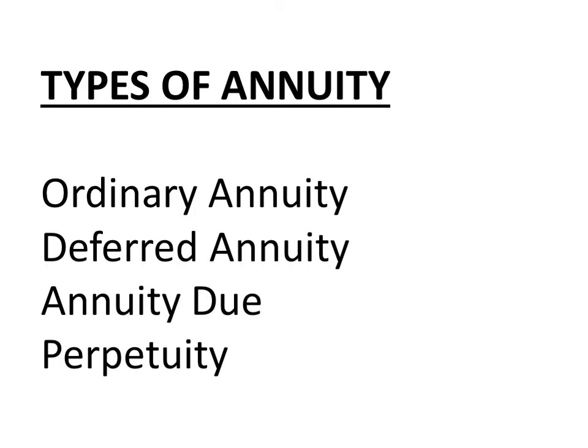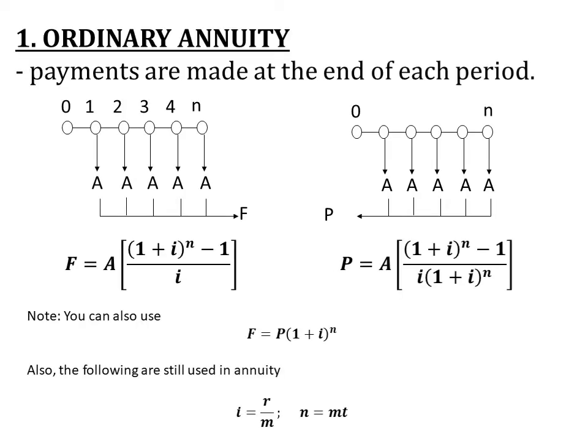Now, there are four general types of annuity. First, for this part 3, the ordinary annuity. Then you have deferred annuity, annuity due, and perpetuity. For this part 3, I'm only going to discuss ordinary annuity. Okay, ordinary annuity. What is ordinary annuity? Payments are made at the end of each period. So at the end of every period, there will be a payment.